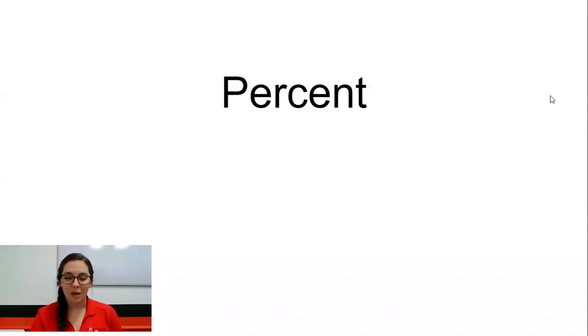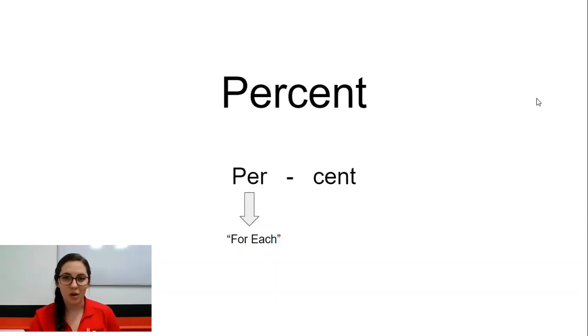Now, before we talk about percents in terms of what they mean with numbers, we're going to talk about the word percent. So the word percent is made up of two smaller words, per and cent. Per meaning for each, and cent meaning 100. So when we put that together, the word percent literally means for each 100.